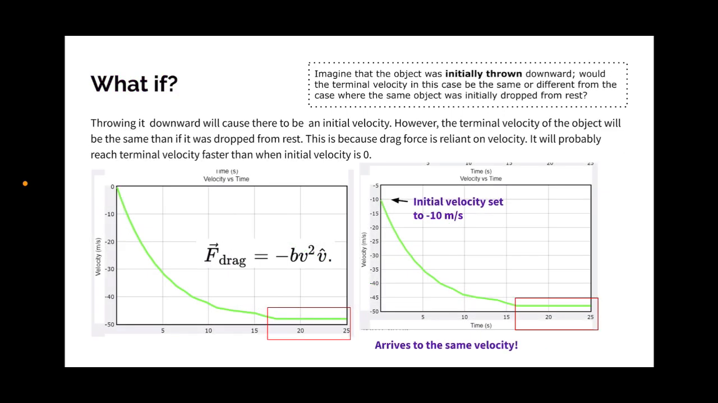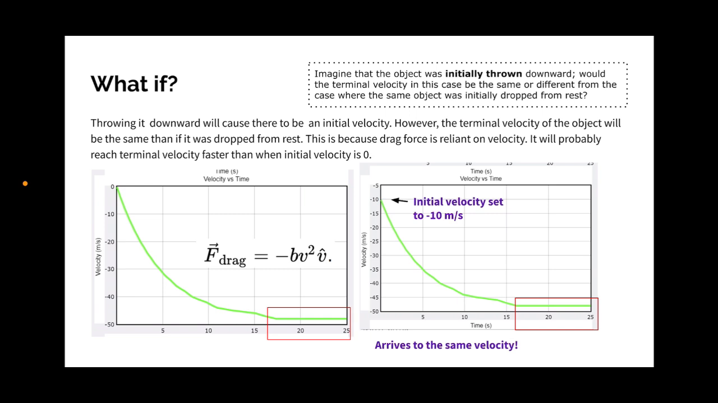What if the object was initially thrown downward? Would the terminal velocity be the same or different than if it was dropped from rest? Throwing it downward will cause there to be initial velocity. However, the terminal velocity will be the same whether or not it was dropped from rest or if it had initial velocity. This is because the drag force is reliant on the velocity, and we're going to find a velocity that makes it so drag force is equal to the force of gravity.